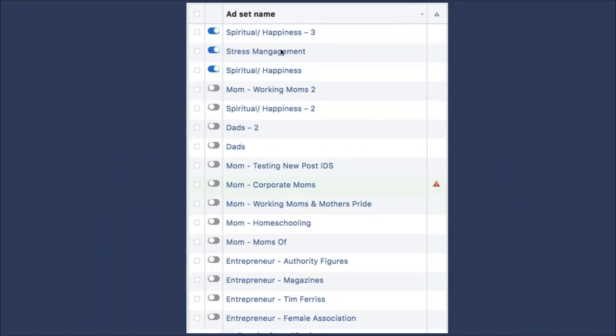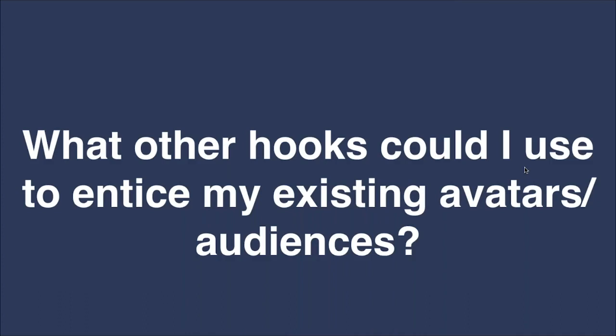And this is back to the Panda Planner example. We have the spiritual audience, moms, dads, entrepreneurs, architects. Not everything worked and made it out of testing mode, but that is really how we scaled in terms of volume of results.